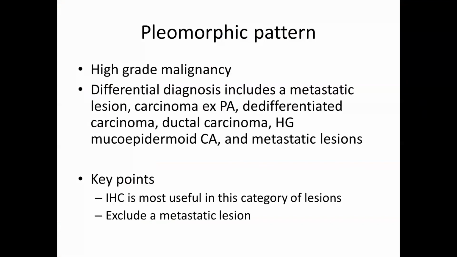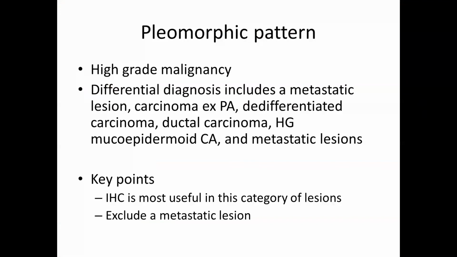And the differential can be something like a high-grade mucoep, salivary gland ductal carcinoma, carcinoma ex pleomorphic adenoma, a dedifferentiated lower-grade salivary gland tumor, or a metastatic lesion. Really, if you can just identify a tumor as a high-grade malignancy, that's all you have to do most of the time. If they're worried about a metastatic lesion, if you've got a cell block, it's easy enough to rule things in or out based on IHC.